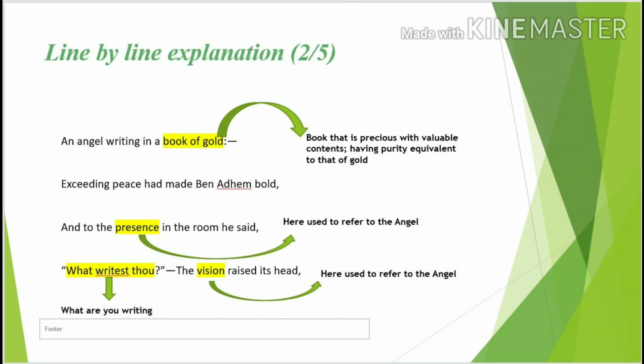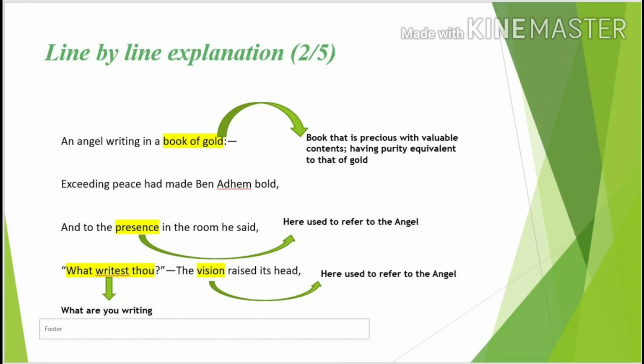And to the presence in the room he said, "What writest thou?" The vision raised its head. So again you see, said and head. What writest thou? So he is asking this to the angel. What writest thou, meaning what do you write? So this is a small question that you find here. So you see, this comes within dialogue. So the poem has some dialogues here, a question and then an answer.